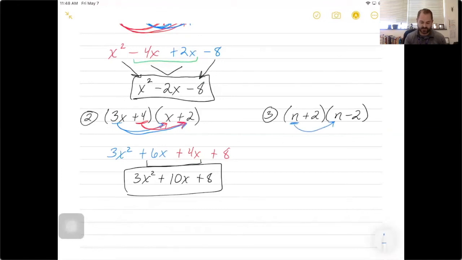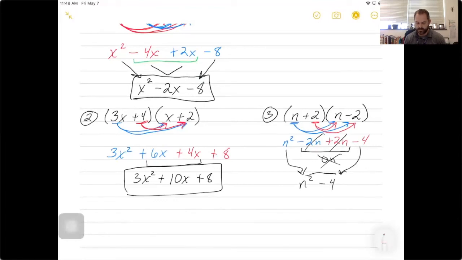n times n is n squared. n times negative 2 is minus 2n. Then we're going to do 2 times n, so there's a positive 2n. And then 2 times negative 2 is minus 4. When you combine these like terms in the middle, though, negative 2n plus positive 2n is 0n. So we just don't write that. They cancel each other out. So the only thing I have left is n squared minus 4. So we get some special cases sometimes like that.